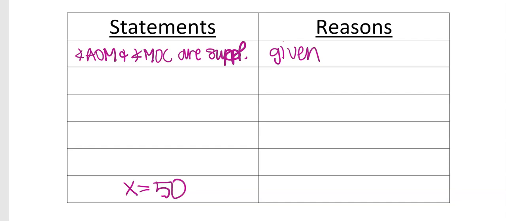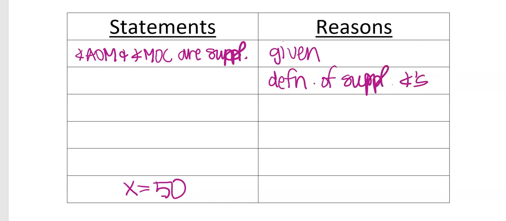Now, when you're doing this one, what does it mean that these are supplementary? What does supplementary mean? The angles add up to 180. So we're going to use definitions in here. Whenever you have a vocab word in the given, usually the next step after that is the definition of that vocab word. So my reason for the next one is going to be definition of supplementary angles.